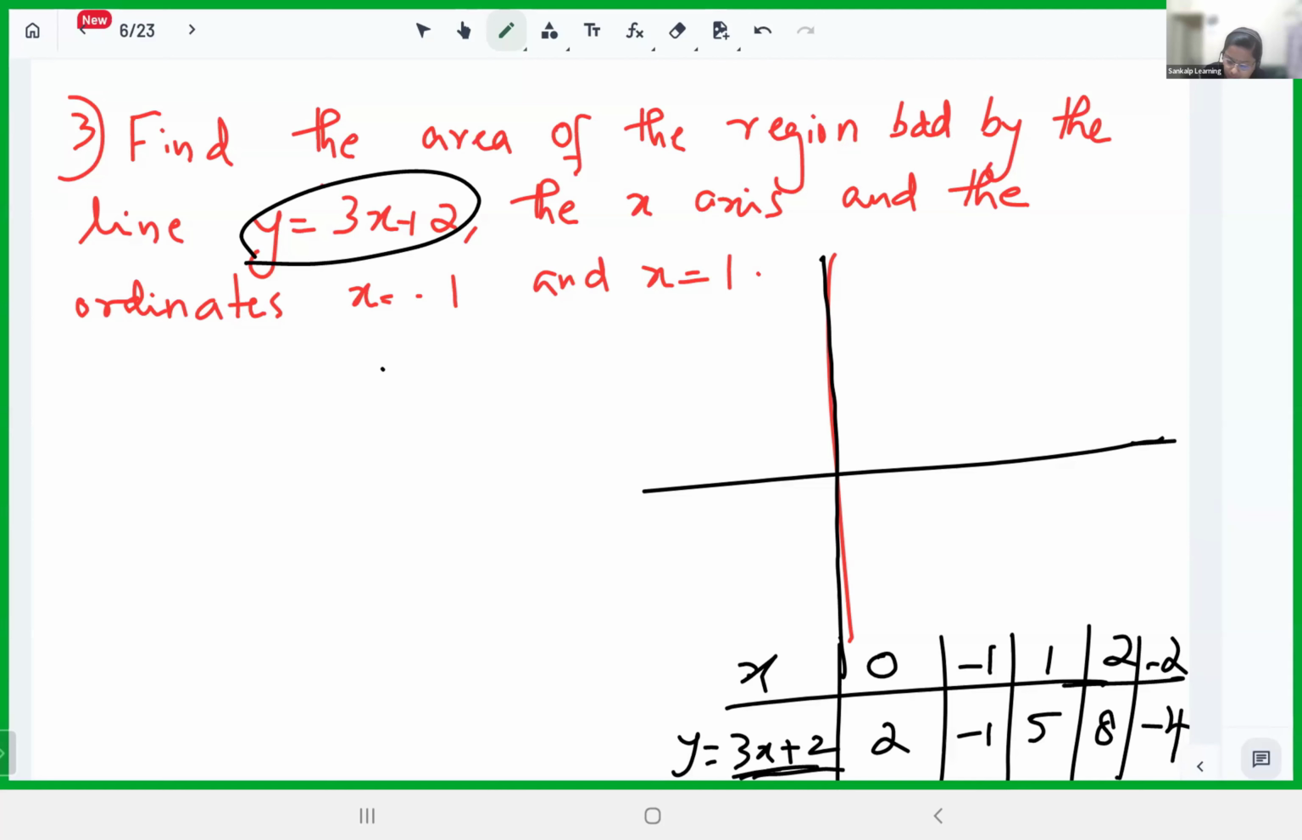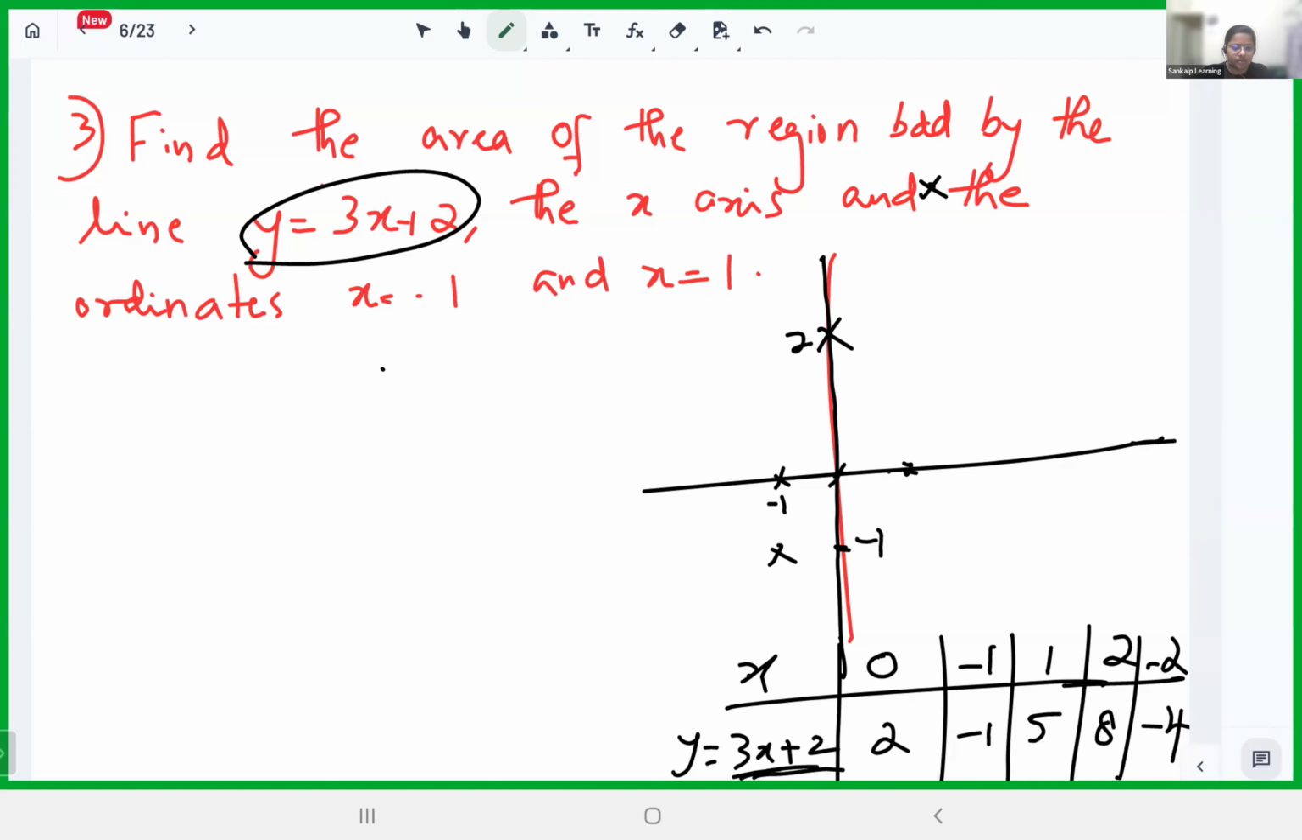If x is equal to 0, then y is equal to 2. Let this be 2. If x is minus 1, then y is minus 1. Let this be minus 1. If x is 1, then y is 5. So this is 2, which means 5 will be somewhere here, right?